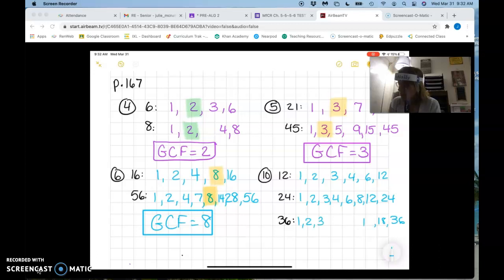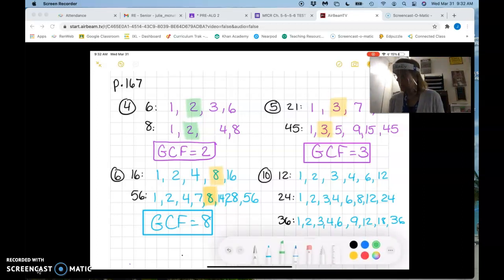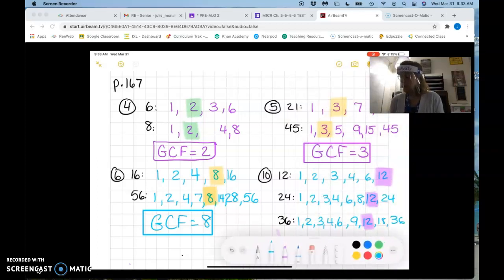36 has a lot. 4, yes. 9, and then 6, right? Okay, so what is the greatest common factor that these all have in common? 12. They all have a 12, so the GCF here is 12.